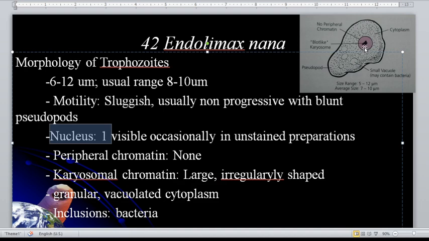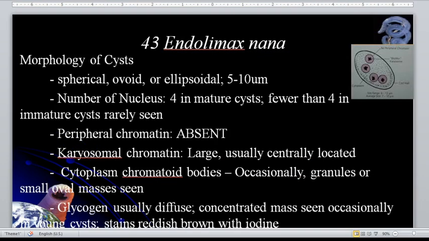But take note of the karyosomal chromatin. It's large and blot-like, so it is irregularly shaped. A large blot-like karyosome, that is Endolimax nana. It has a granular and vacuolated cytoplasm, just like the trophozoite of Entamoeba coli. Pareho silang magkakaroon ng vacuolated cytoplasm. Inclusions in Endolimax nana: bacteria.